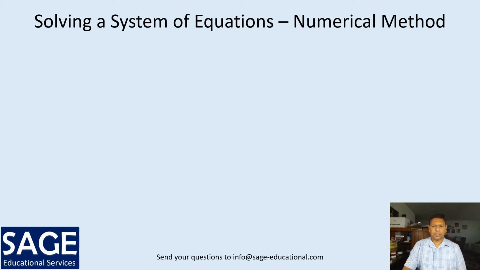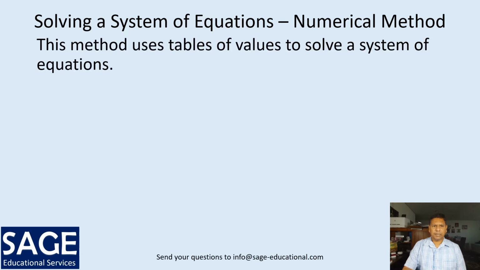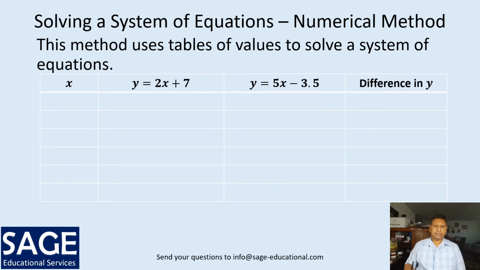So let's dig into the numerical method. This method will use tables of values to solve a system of equations. Let's take an example. So here's my system of equations. y is equal to 2x plus 7 and y is equal to 5x minus 3.5. So what you would need to do is set up a table where the first column would be x, the second column would give you corresponding values of y for the first equation, and then corresponding values of y for the second equation, and then you would find the difference in y.